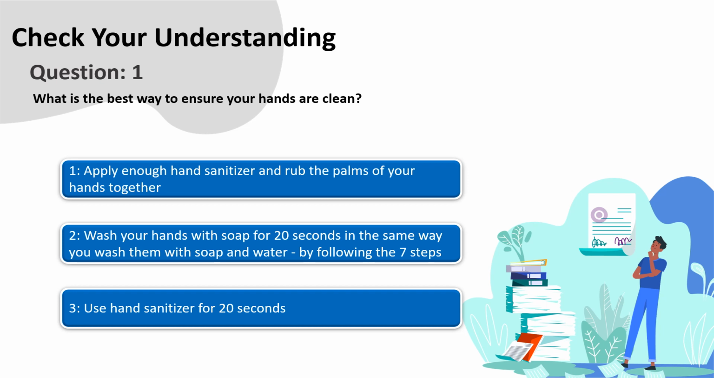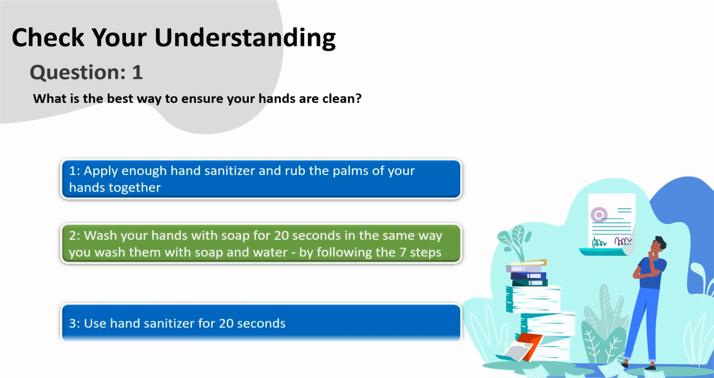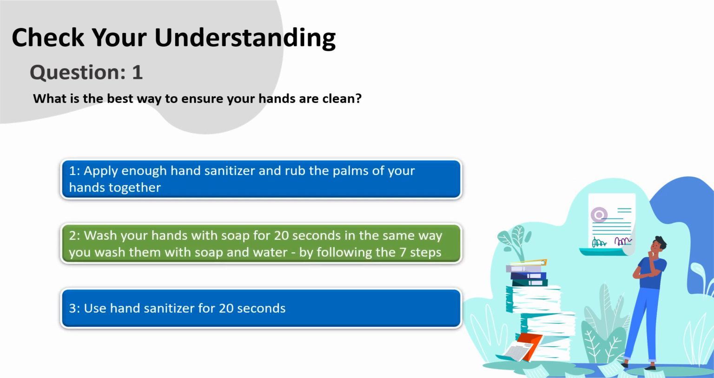Check your understanding. Question 1. What is the best way to ensure your hands are clean? 1. Apply enough hand sanitizer and rub the palms of your hands together. 2. Wash your hands with soap for 20 seconds in the same way you wash them with soap and water, by following the 7 steps. 3. Use hand sanitizer for 20 seconds. Wash your hands with soap for 20 seconds in the same way you wash them with soap and water, by following the 7 steps.